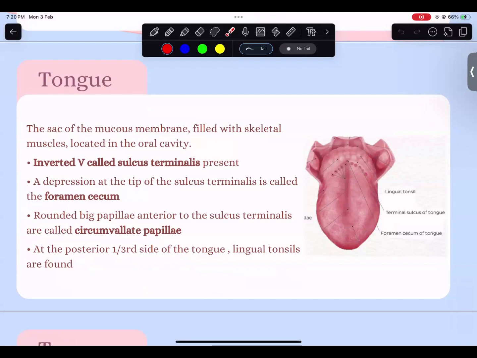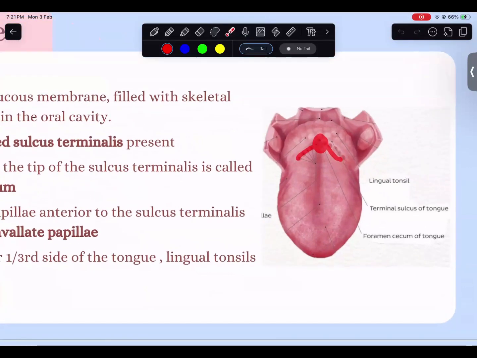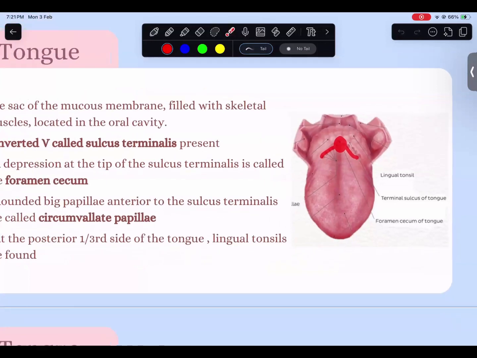Okay, so for the tongue, we know it's a sac of mucous membrane, which is filled with skeletal muscles and located in the oral cavity. The tongue is a really important thing to know because there's an inverted V, which is the sulcus terminalis right here, and the depression at the tip of the sulcus terminalis is called the foramen cecum. So this entire V is the sulcus terminalis, and this is the foramen cecum, the apex, you could say.